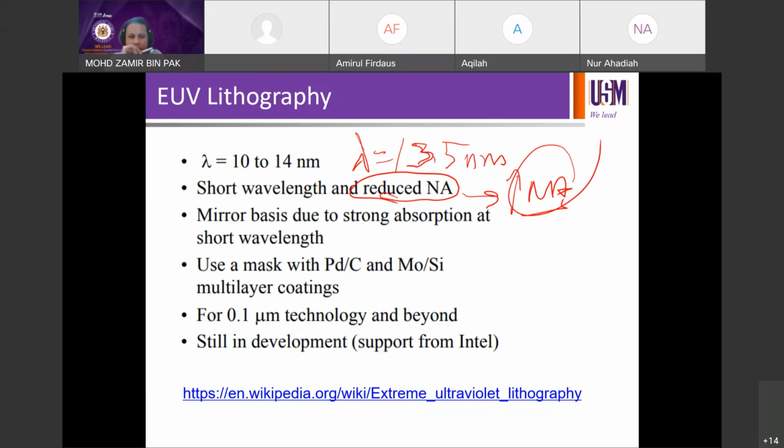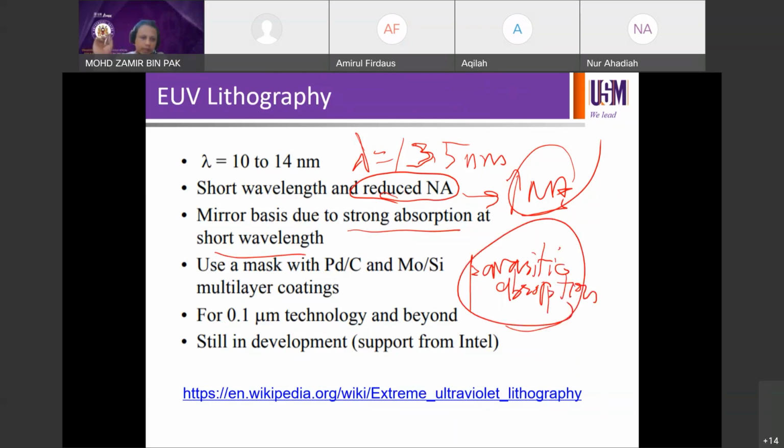They can't use a typical lens, because the lens has its own parasitic absorption at low wavelength. So they can absorb light, then the light will not pass through the lenses. Then there won't be any proper lithography. So they're going to use mirrors in order to avoid parasitic absorption in the lens.